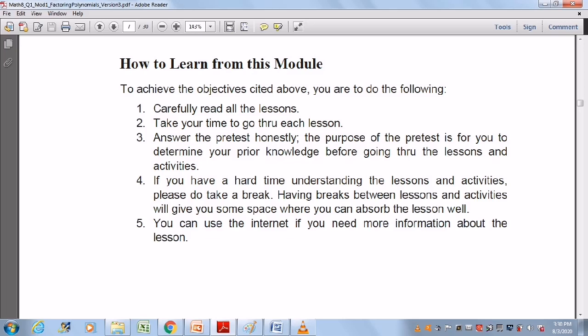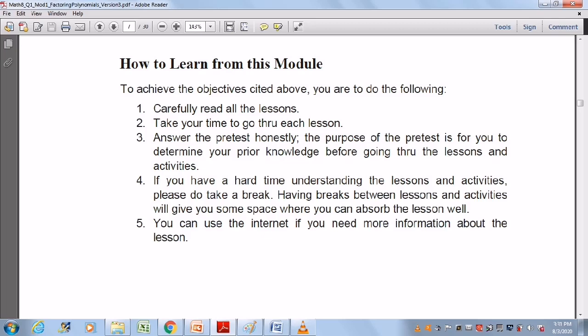1. Carefully read all the lessons. 2. Take your time to go through each lesson. 3. Answer the pretest honestly. The purpose of the pretest is for you to determine your prior knowledge before going through the lessons and activities. 4. If you have a hard time understanding the lessons and activities, please do take a break. Having breaks between lessons and activities will give you some space where you can absorb the lesson well.